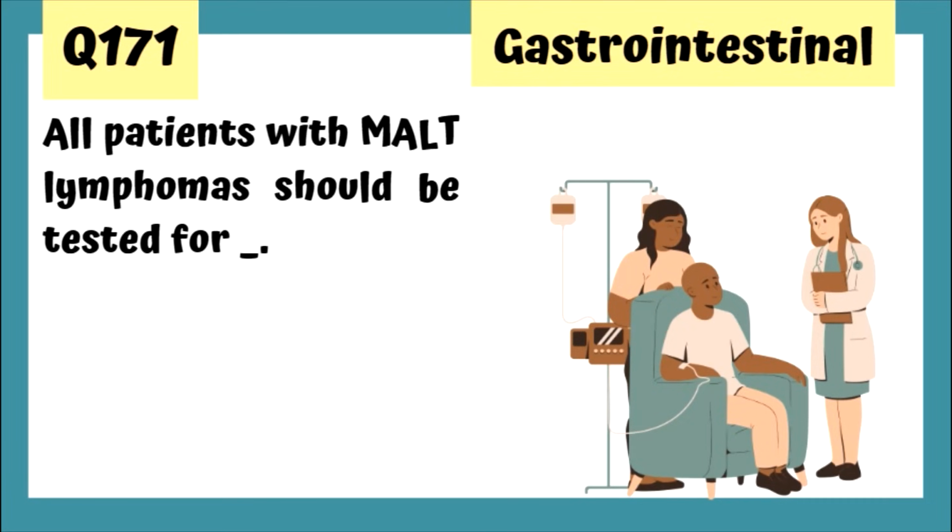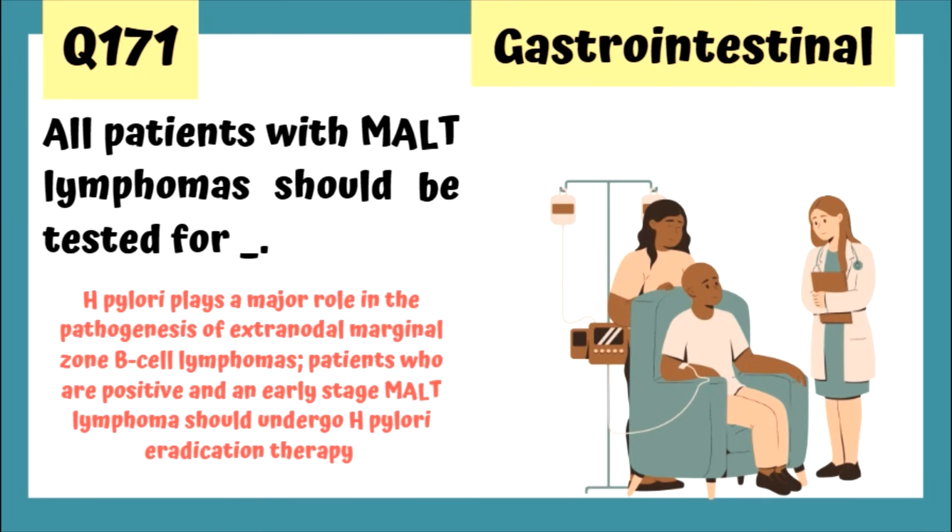Question 171, all patients with MALT lymphomas should be tested for what? What's MALT lymphoma associated with? H. pylori. H. pylori plays a major role in the pathogenesis of this MALT, and therefore they should be tested for H. pylori, and they should get H. pylori eradication therapy if they're positive.